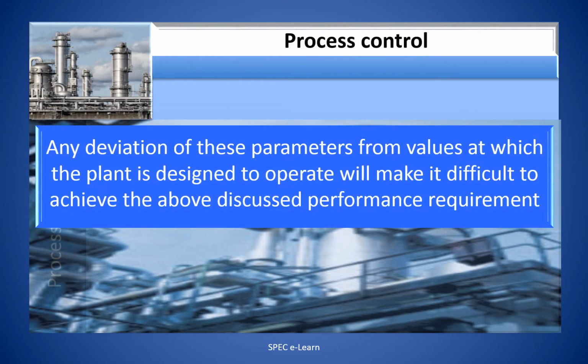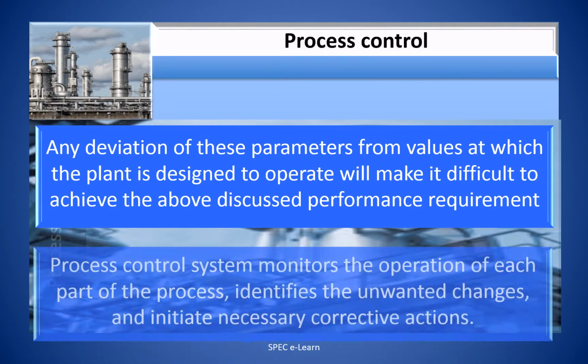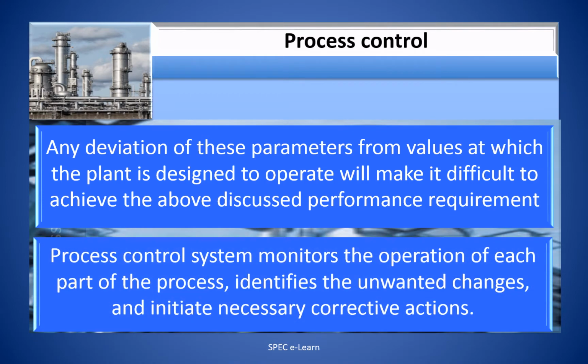Any deviation of these parameters from values at which the plant is designed to operate will make it difficult to achieve above discussed performance requirement. Process control system monitors the operation of each part of the process, identifies the unwanted changes, and initiates necessary corrective action.